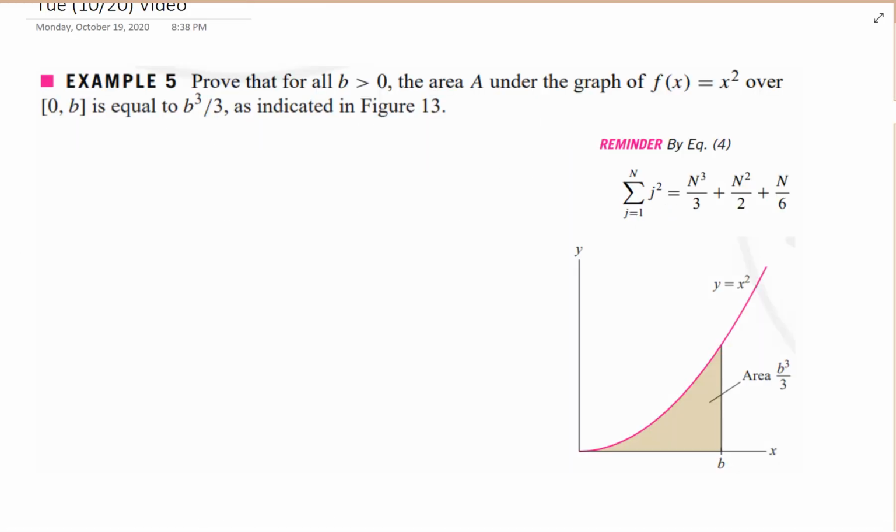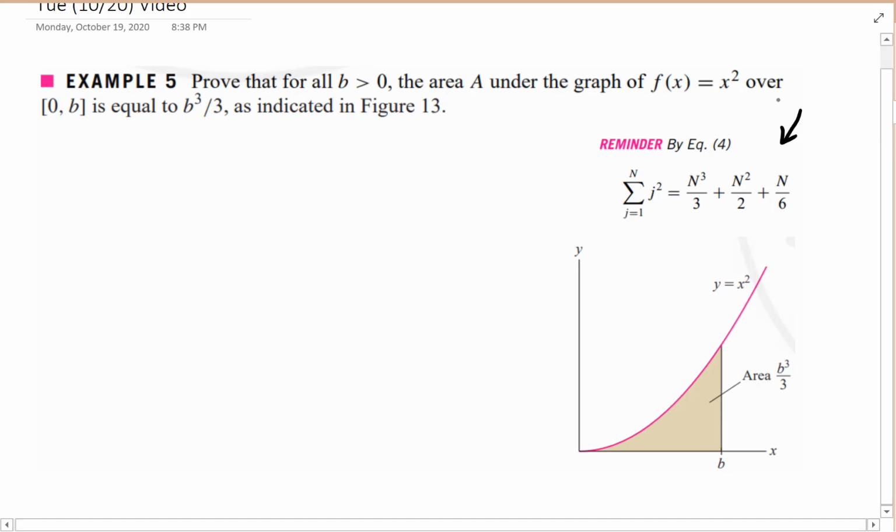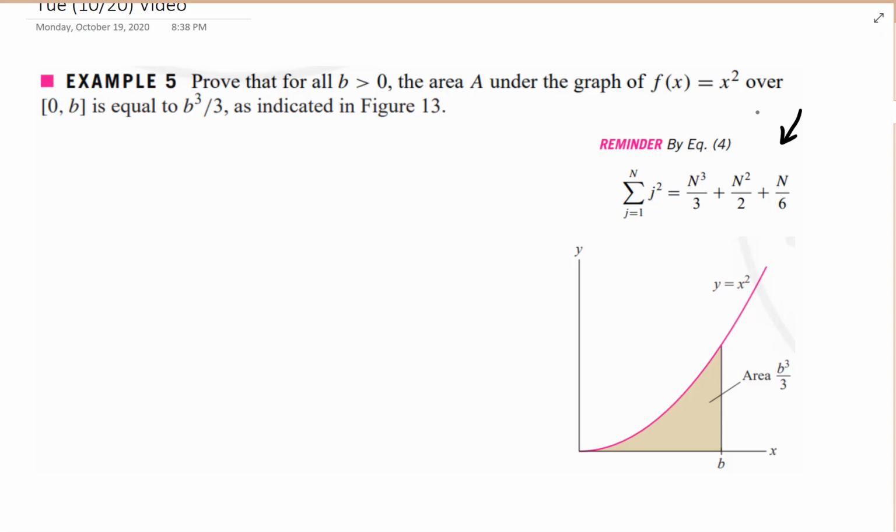For this example, we're going to prove that for all b greater than 0, for all positive b, the area A under the graph of f of x equals x squared from 0 to b is equal to b cubed over 3, as indicated in this figure. And here we have one of our power sums that we will end up using. So let's begin by using r sub n, that does tend to be the easier one to evaluate.